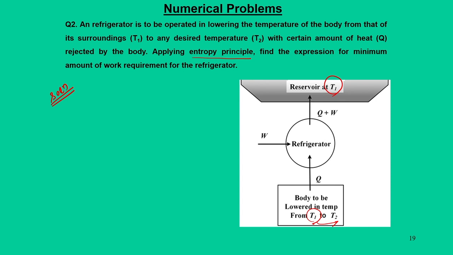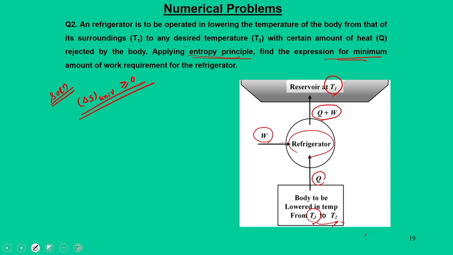So, to talk about this entropy principle through a refrigerator, we can think about a refrigerator that takes W as work input, and for this work input and for this temperature to be lowered, it must take a certain quantity Q from this body, and the heat rejected to the atmosphere is Q plus W. So, by framing this, we are now able to apply the entropy principle, which says that delta S universe is greater than or equal to 0, and basically our aim is to find the work. Of course, the refrigerator needs some work, but we want to find out what the minimum work is. So, that is the question mark.